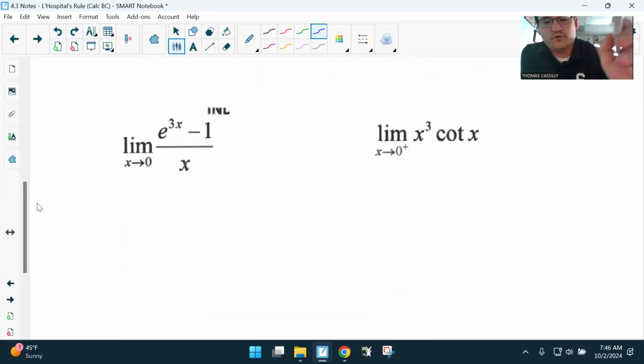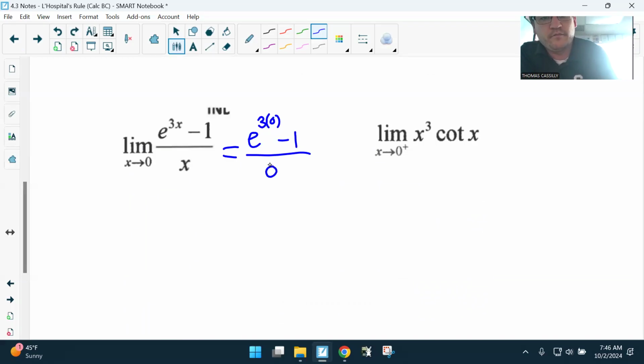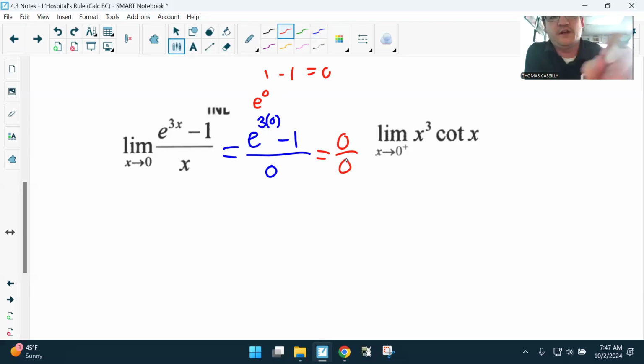The limit as x approaches 0. Well, the first thing we need to do is make sure it is, in fact, indeterminate. So I'm going to say e to the 3 times 0 minus 1 all over 0. So this guy is e to the 0, and e to the 0, of course, is 1. So we're left with 1 minus 1 on top, which is, in fact, 0. So this equals 0 over 0, and that's indeterminate. So we can use L'Hopital's rule.